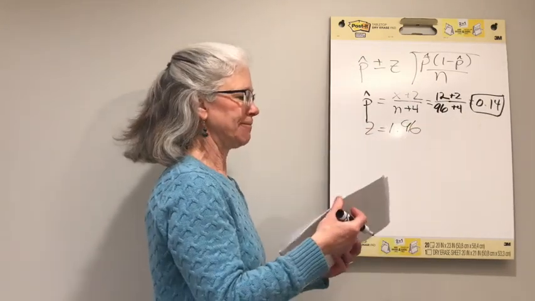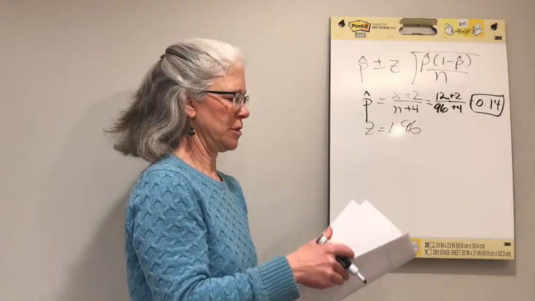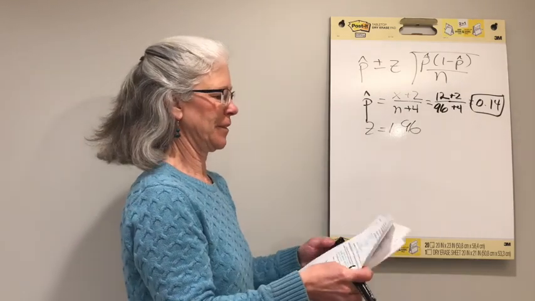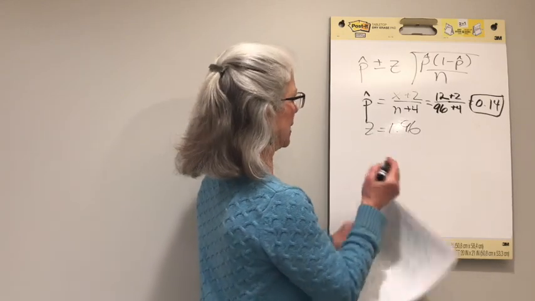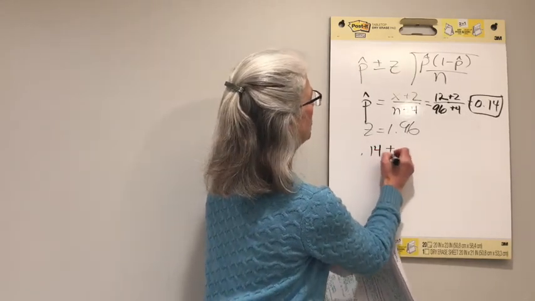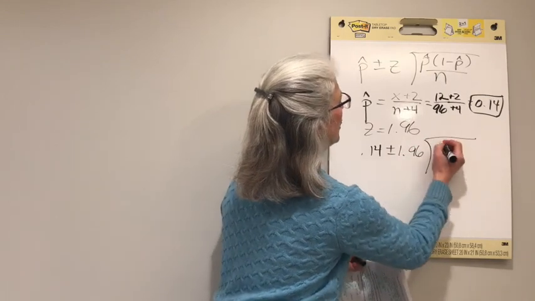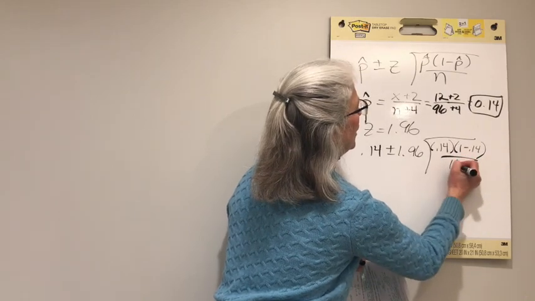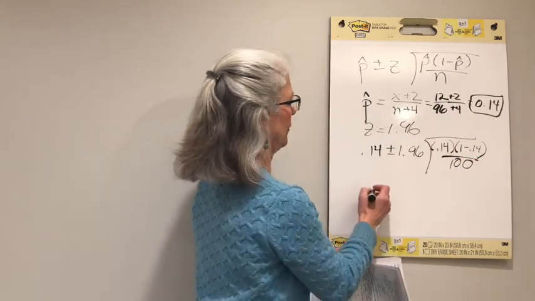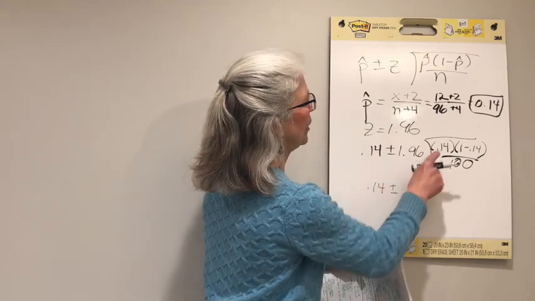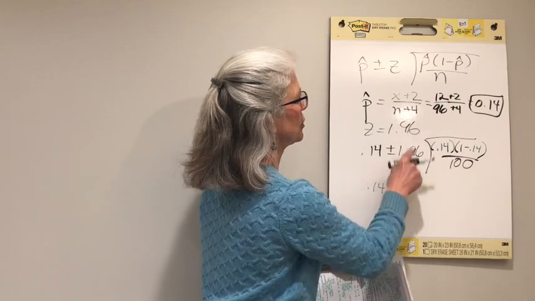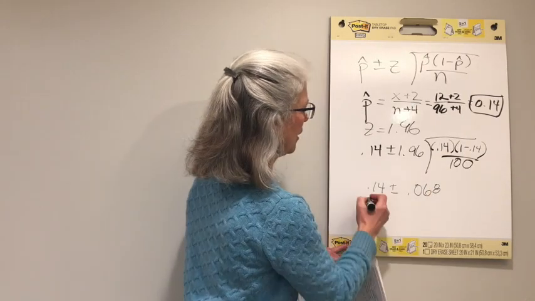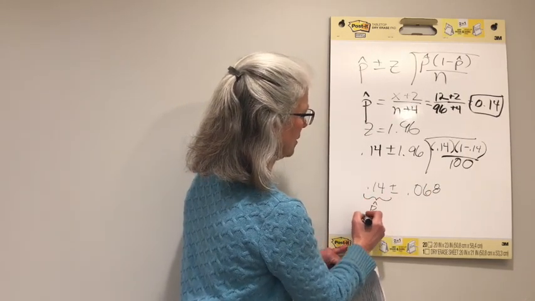And now we have everything we need. So let's just get to those numbers. And so we have 0.14 plus or minus 1.96 times the square root of 0.14 times 1 minus 0.14 over 100. Our new sample size, 96 plus 4. So 0.14 plus or minus, multiply this by this, divide by 100, take the square root, multiply by 1.96, and we get 0.068. So this 0.14 is p hat. That's the sample percent.